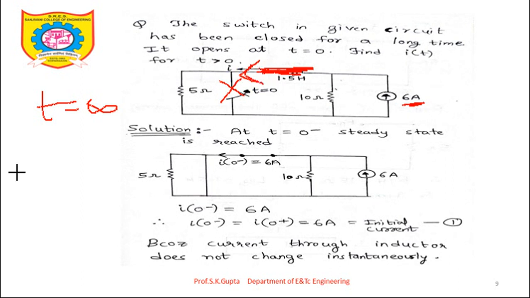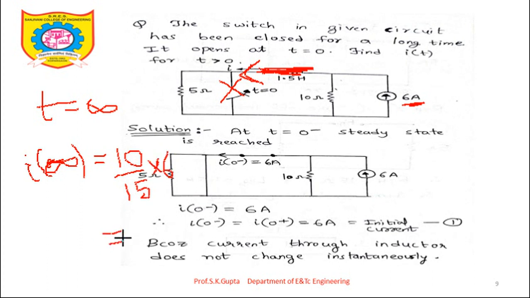So by using the current division rule, how much is this current? The final current I infinity is nothing but the current in this 5 ohm resistor. Opposite resistance 10 divided by total resistance 10 plus 5, 15, into current 6, so 60 upon 15, that means 4 ampere. So the final current is 4 ampere, the initial current is 6 ampere, and the time constant is 0.1 second.